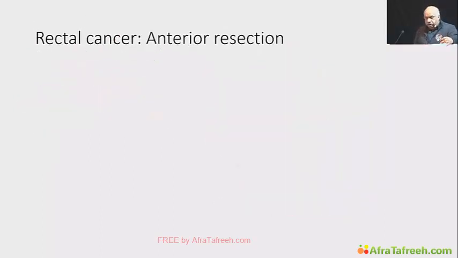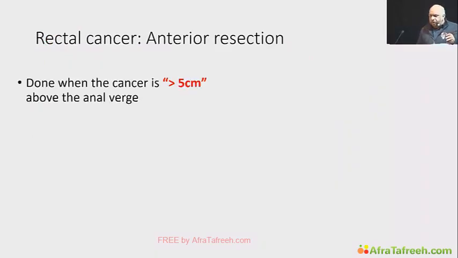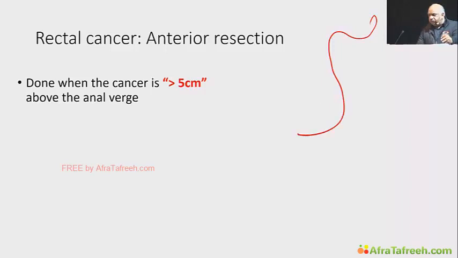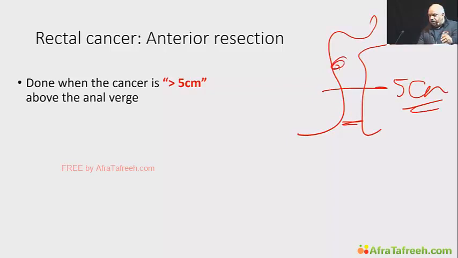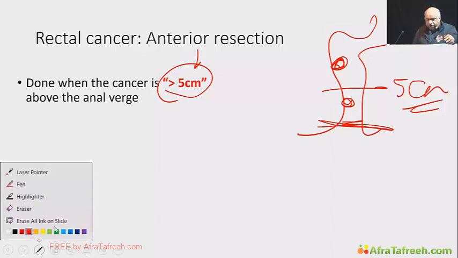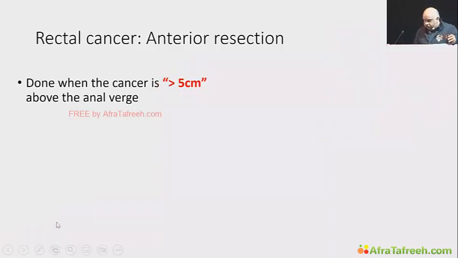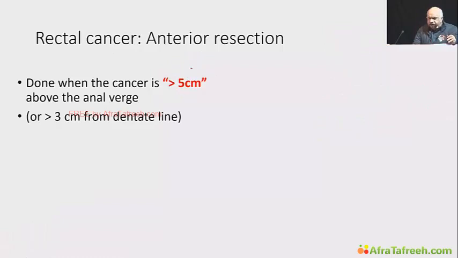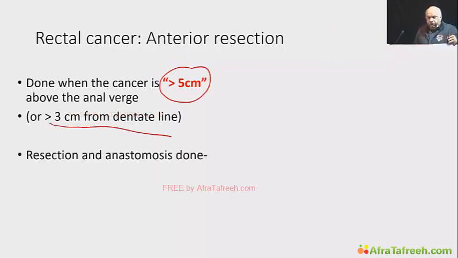Rectal cancer, two surgeries, they do ask: anterior resection and abdominoperineal resection. Anterior resection: this is the rectum, this is the anal verge, this is the line at 5 centimeter. If the cancer is above 5 centimeter, we do anterior resection. Below that, from the anal verge, we do APR. So anterior resection is done when the cancer is above 5 centimeter. This is a very important point in rectal cancer surgery. Please remember this. Either 5 centimeter from anal verge or 3 centimeter from the dentate line. And we simply do resection and anastomosis, and safe margin is 2 centimeter.